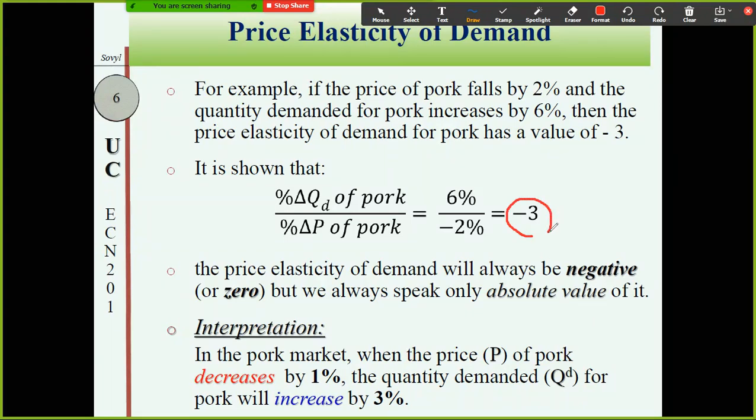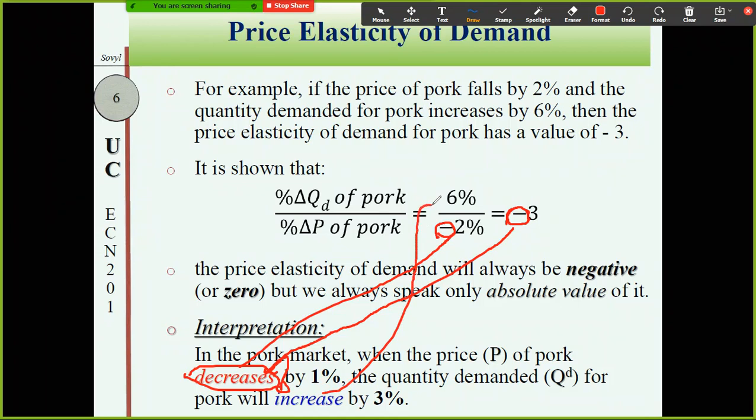Our result is -3, but when we interpret, why not say -3? So where is the minus sign in our interpretation? The minus sign will go inside these two words. This one means it's negative, and this one means it's positive. That's why we always pick only the absolute value, only 3, not minus 3. When we explain, we don't say minus 3. But the result must be minus 3; it cannot be positive. Positive is wrong.